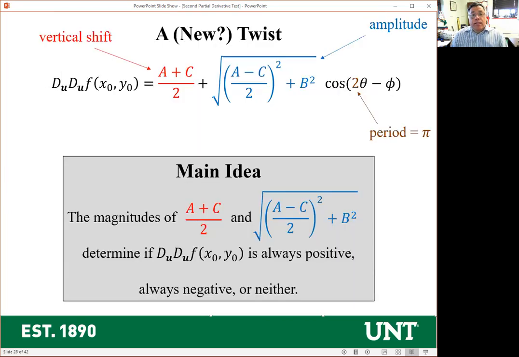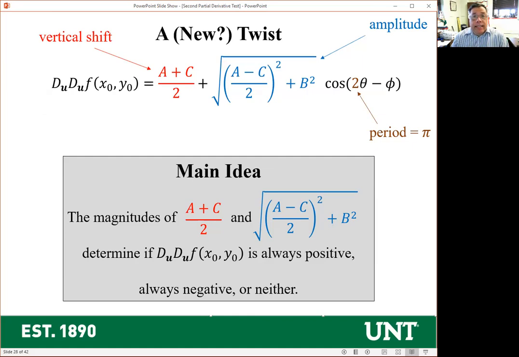The practical upshot is that the second derivative of f in the direction of u now is a trigonometric expression, where I have a vertical shift that's represented in red, I have an amplitude that's represented in blue, there's a phase shift, and also I see that the period of this function is equal to 2 pi over 2, which is equal to pi. That'll become important later.